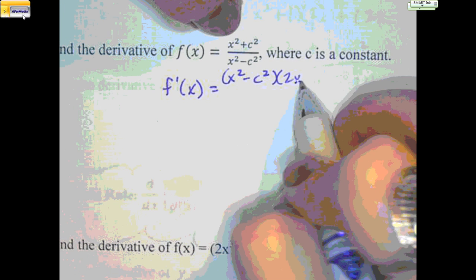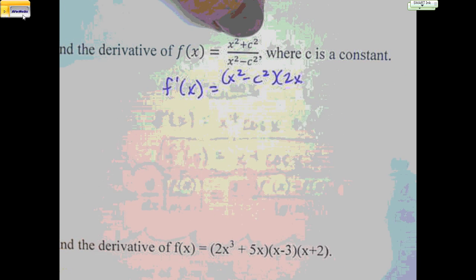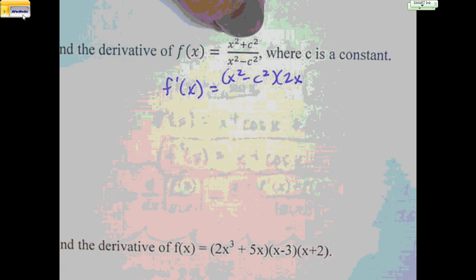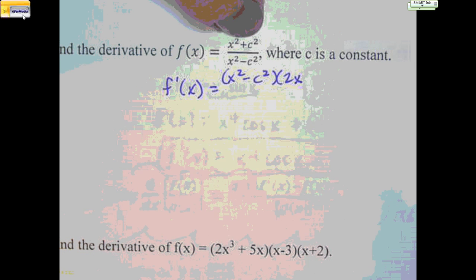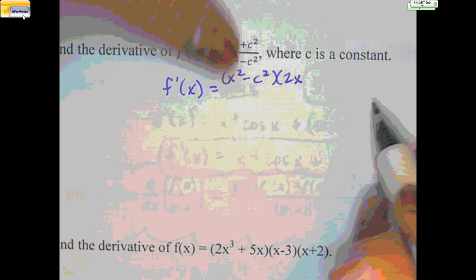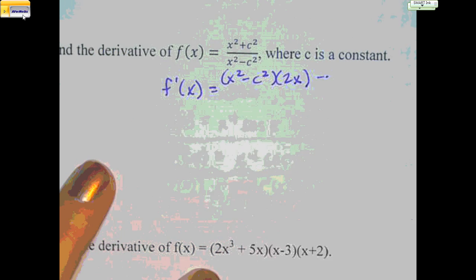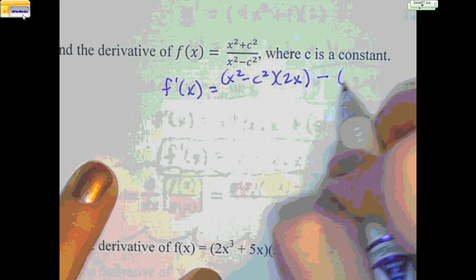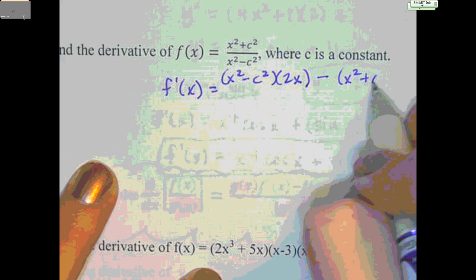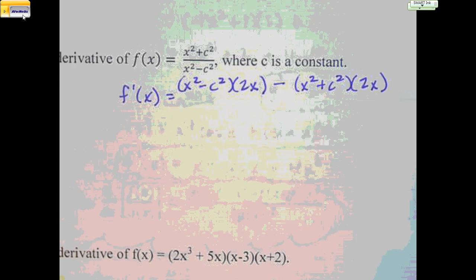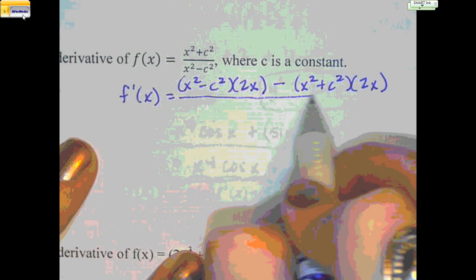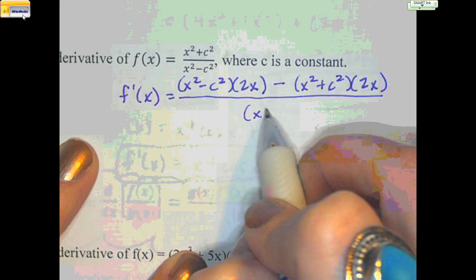Now the first term is easy. That's 2x. How about this second term? Isn't c a constant? Just a number? What's the derivative of a number? 0. So we just leave it as 2x. Minus Taco Bueno. So top times the derivative of the bottom, which is just 2x, because the derivative of the constant is 0. All over the bottom squared.